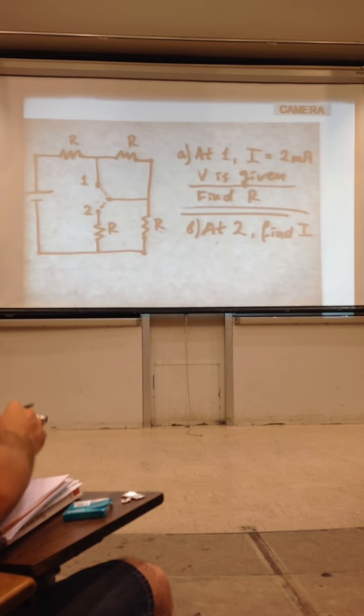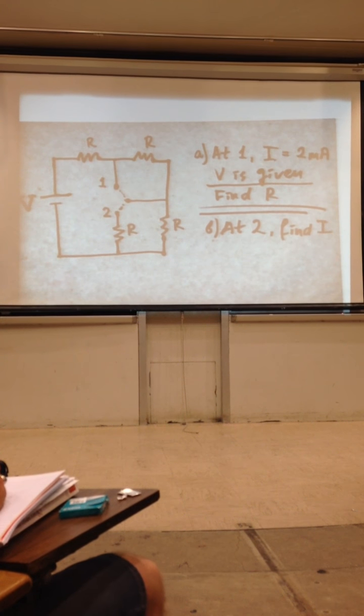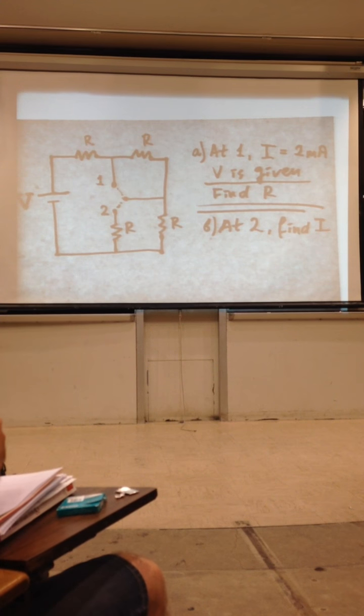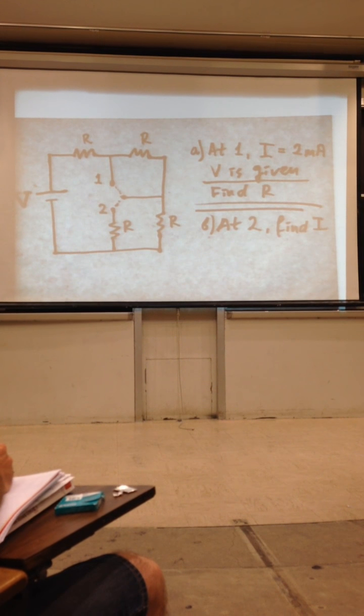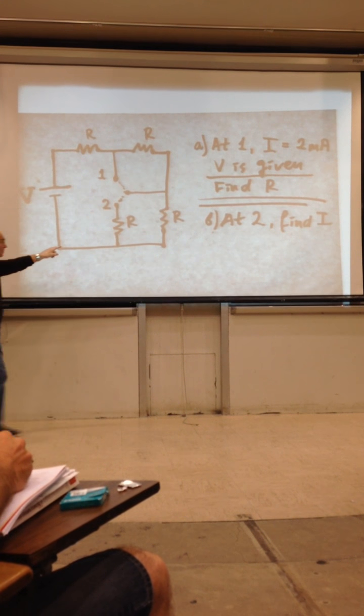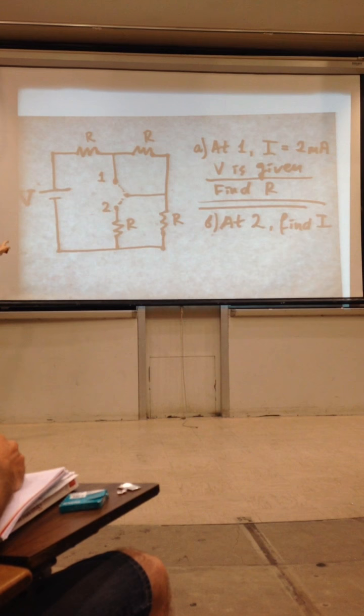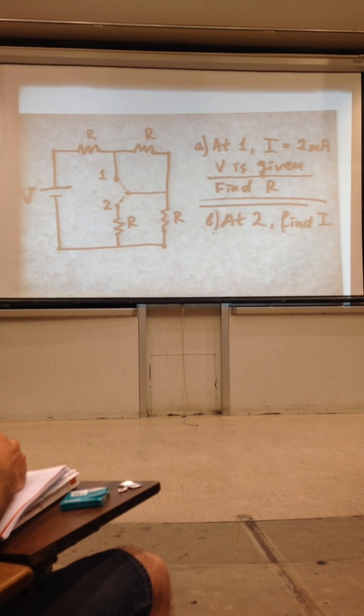Okay, consider this circuit with a switch. The switch can be turned to position 1 or position 2. What it says is that the value of this resistance is given, and the voltage is given.